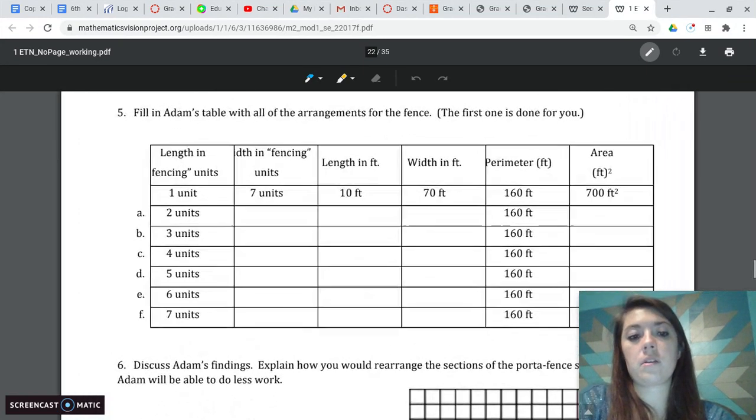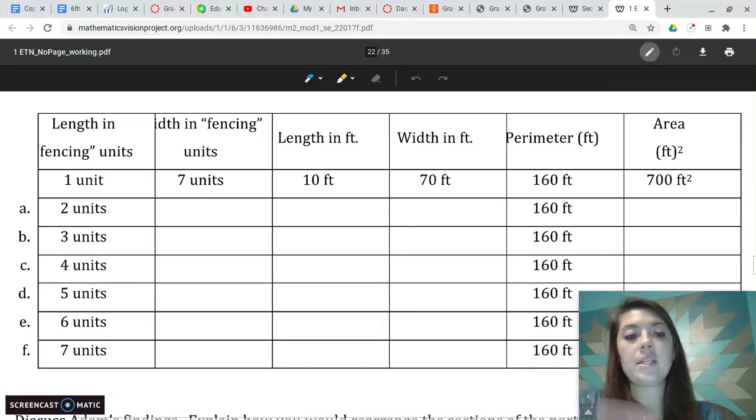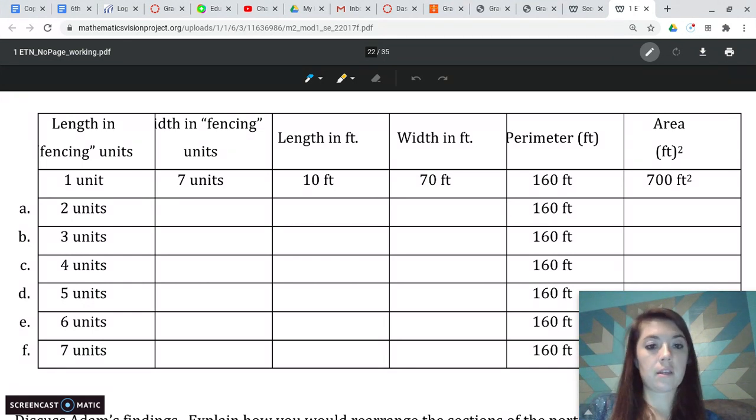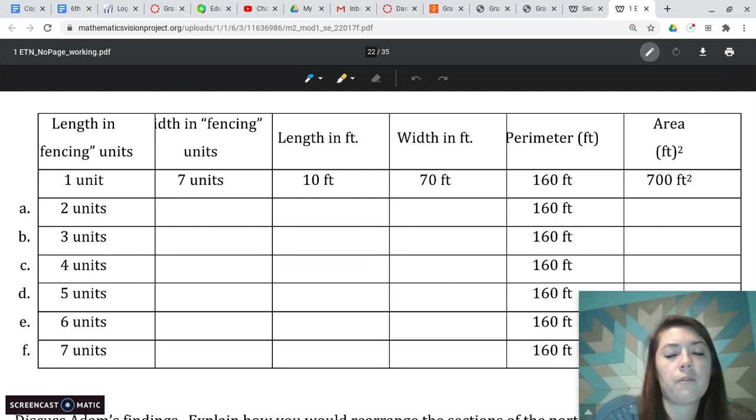I'm going to zoom this in so I can write better in a second. So what we need to do next is figure out, if we have 2 units in length for the fencing, what should the width fencing length be in units? Well, it'll be 6 units.